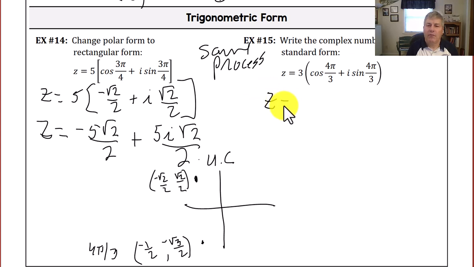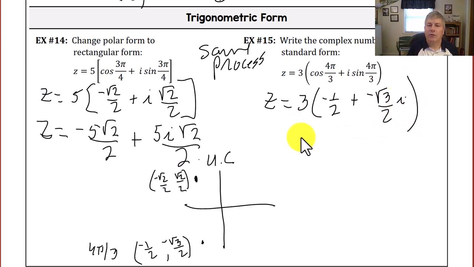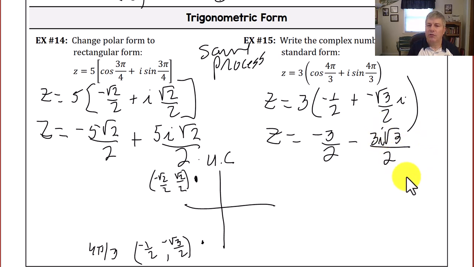So we have z equals 3 times negative 1/2 plus negative square root of 3 over 2 i. So z equals negative 3/2 minus 3 square root of 3, well, I could say 3i square root of 3 all over 2.